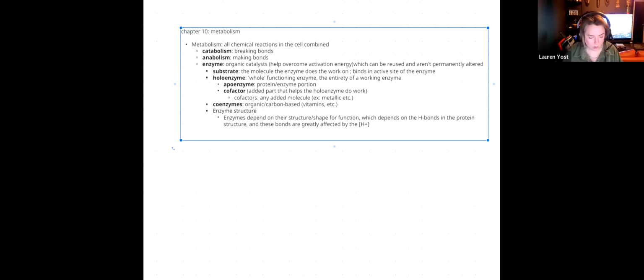Denaturation: disruption of enzyme structure and function, often due to effects on hydrogen bonds.